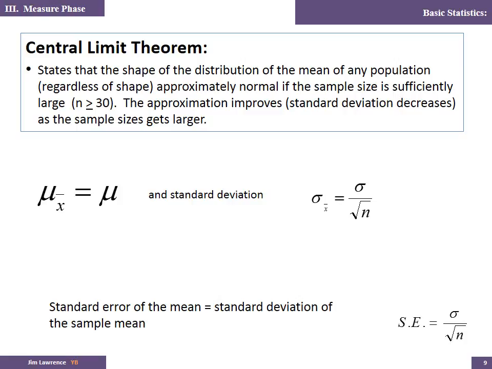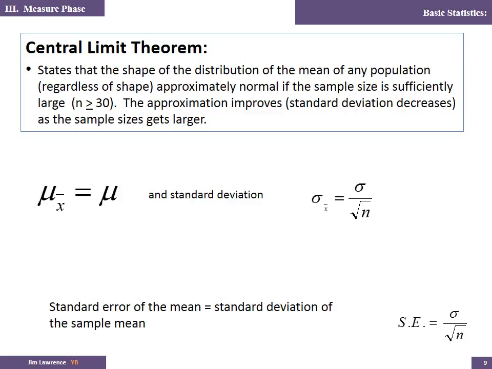The central limit theorem states that the distribution of the mean of any population, regardless of the actual shape of the population, is approximately normal if the sample size is sufficiently large, usually around n greater than or equal to 30. The approximation improves as the sample size gets larger.